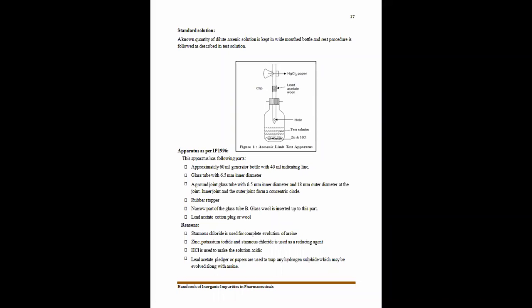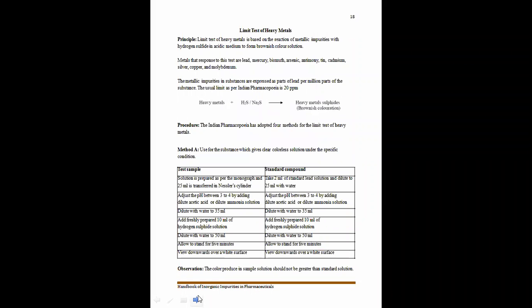Then the zinc, potassium iodide and stannous chloride are combinedly used as a reducing agent. Hydrochloric acid is used to make the reaction mixture acidic, and lead acetate bleached papers are used to trap hydrogen sulfide gas, which may be evolved along with the arsine gas. So these are the different significances of all those reagents which we are using during the determination of arsenic as an impurity.